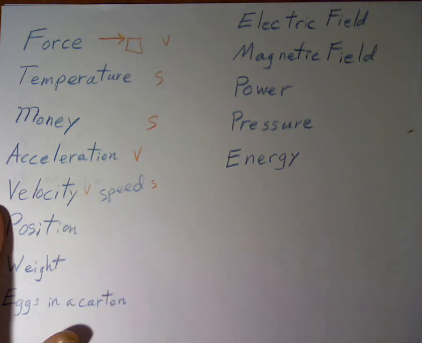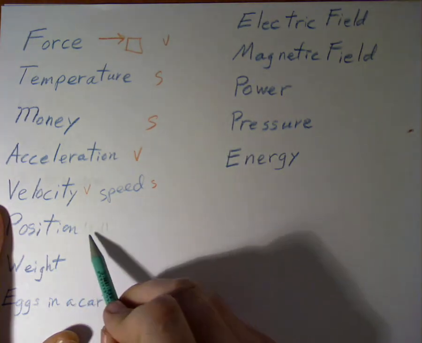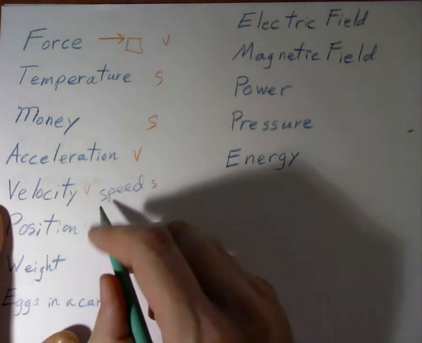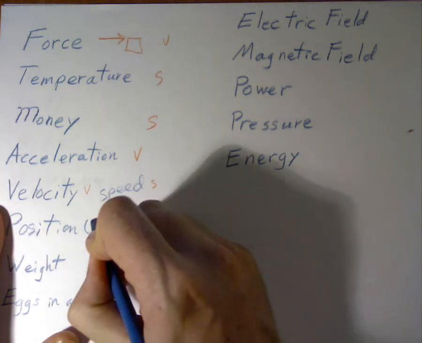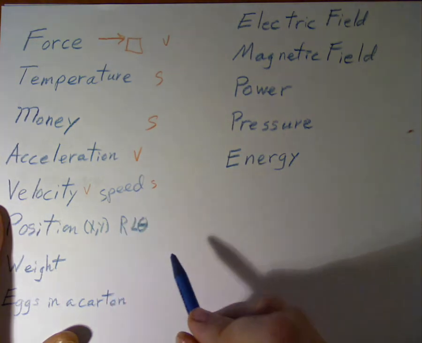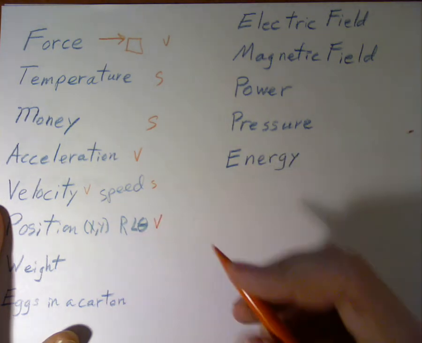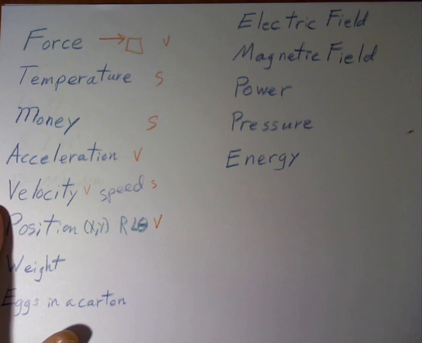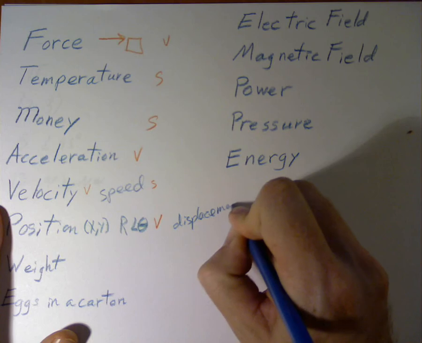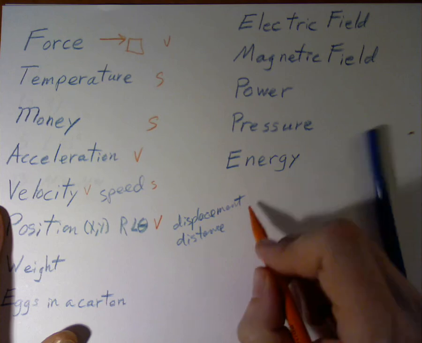Position, we can write position as an xy coordinate, or as a magnitude and a direction. As an xy coordinate, or a magnitude and a direction. So we count it as a vector. Displacement, or distance, are scalars.